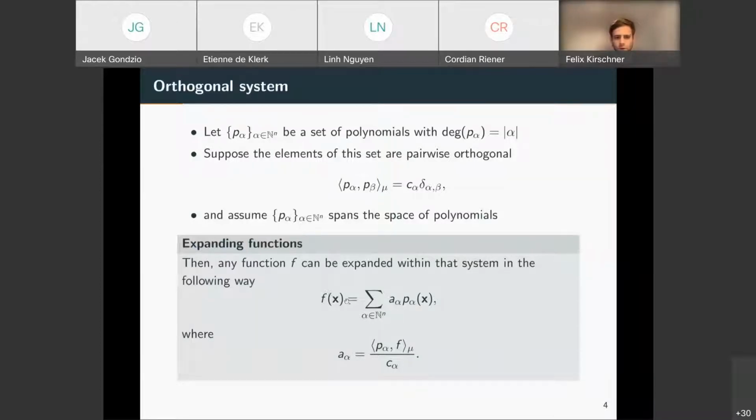We can write f of x as the sum of a alpha times p alpha, where a alpha is simply p alpha in the inner product with f with respect to mu, and we divide that by c alpha, where c alpha here is the constant that we get here. So these are not orthonormal, but orthogonal, right? So this factor here doesn't have to be 1, it can be any positive number.